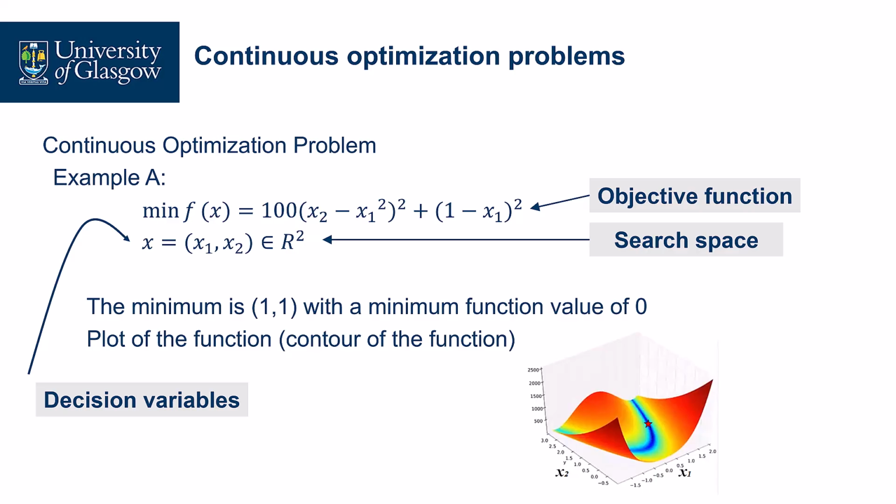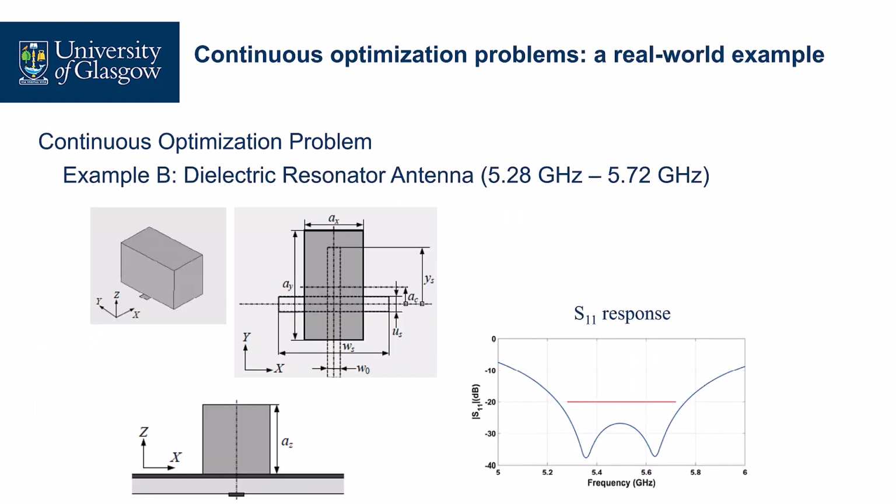And let's see a real-world example. This one is an antenna. We can see this box is an antenna. We call it a dielectric resonator antenna. This is the operating band, 5.28 to 5.78 gigahertz. If you are an antenna engineer in the future, you will always encounter this problem of how to design it. To design it, we need to find the optimal values of AX, AY, W5, WS, these kinds of things, right? For each set of design parameters, we have a different response.